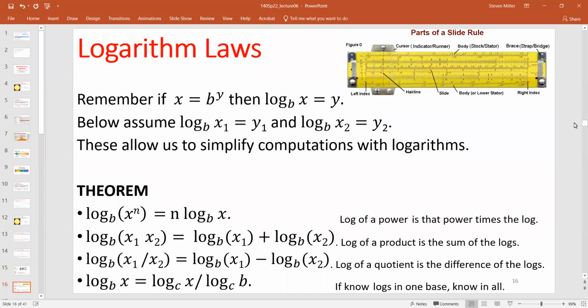Okay. The 4 really important log laws: the log of x to the n is n times the log of x. The log of a product is the sum of the logs. The log of a quotient is the difference of the logs. And the last is the change of base formula. The log of x base b is the log of x base c divided by the log of b base c. And again, I will post all of these notes after class today.